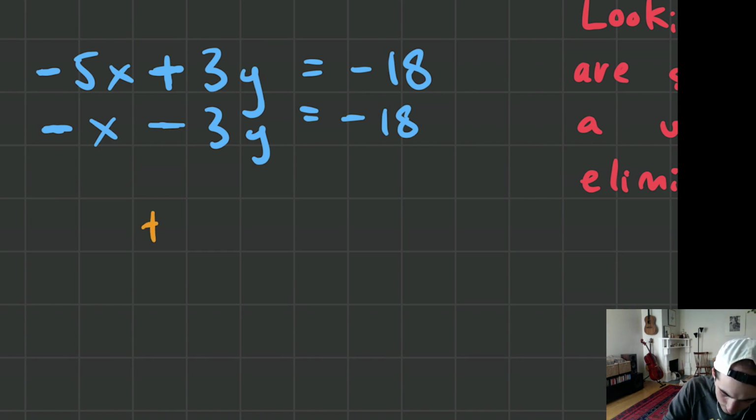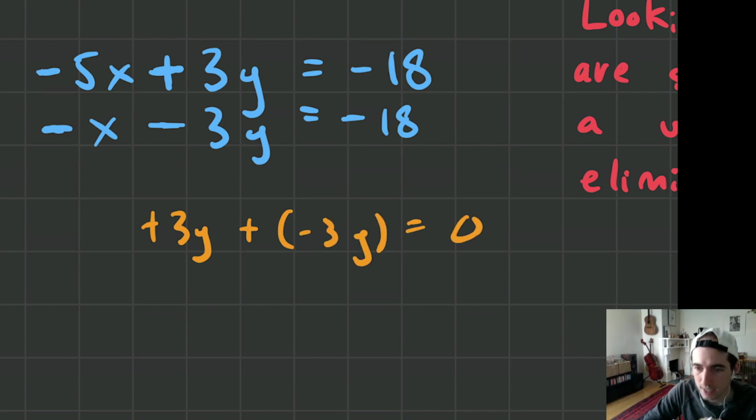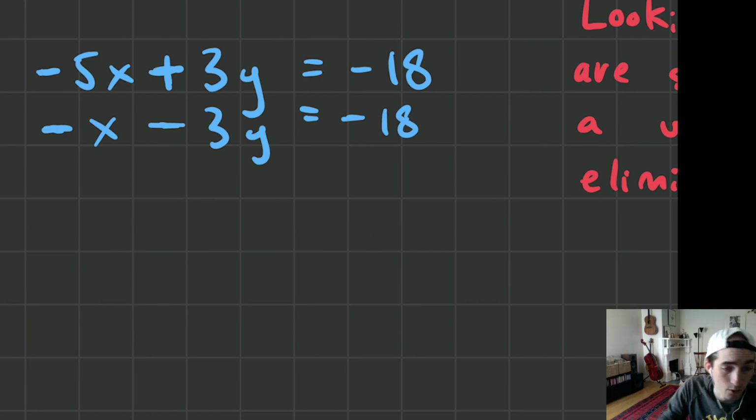is because I know that plus 3y plus negative 3y is equal to 0. If I did that, I would eliminate the y value, and then I would have an equation with just x, right? The whole problem with these equations is that there are two variables. You can't solve for two variables at the same time if you only have one equation. If you have two variables, there's an infinite number of solutions. So if you can eliminate one of those variables, then you can solve for that one lone variable. So let's go ahead and do that.